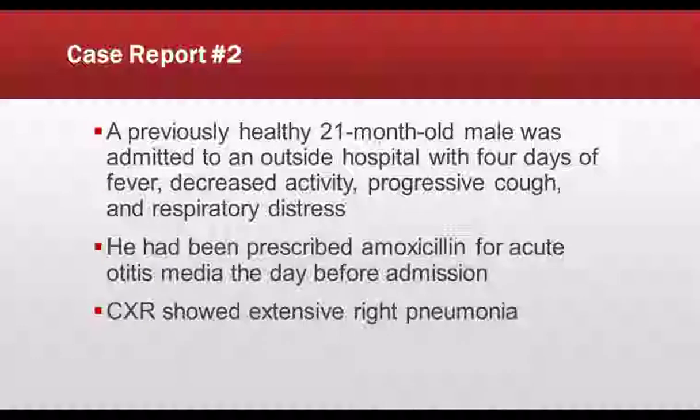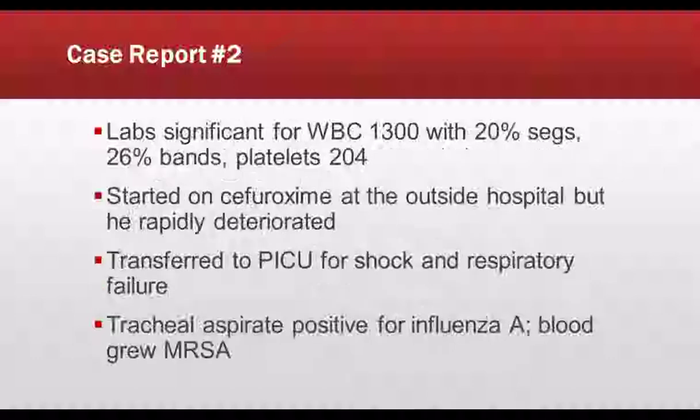Next case, a little more typical bad outcome from influenza. This was a previously healthy 21-month-old male admitted initially to an outside hospital with 4 days of fever, decreased activity, progressive cough, and respiratory distress. He'd been prescribed amoxicillin for an acute otitis media the day before he was admitted, and the chest x-ray showed an extensive right-sided pneumonia.